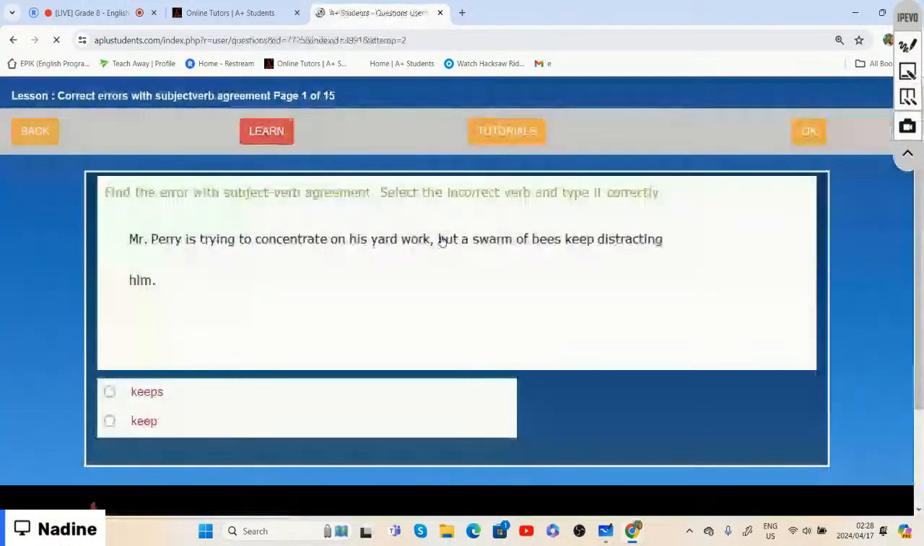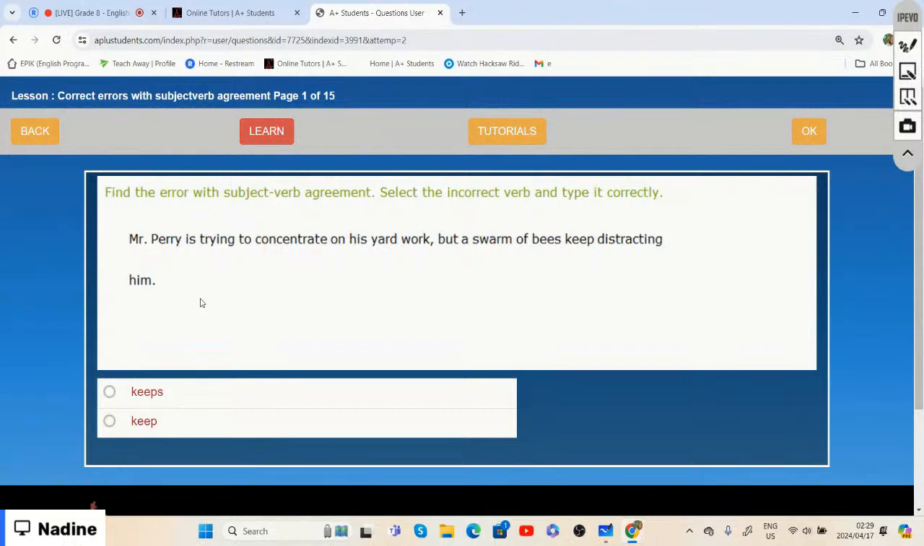All right. So now we're going to correct the errors with subject verb agreement, right? And remember, we said that if it is a singular subject, then it needs to be in line with the singular verb, and our verb ends with an S. But if it is a plural subject, then it needs to be in line with the plural verb and it does not end with an S.